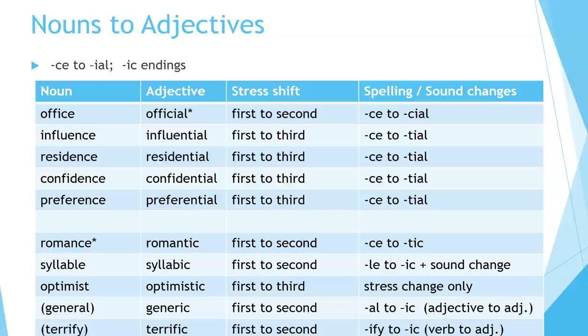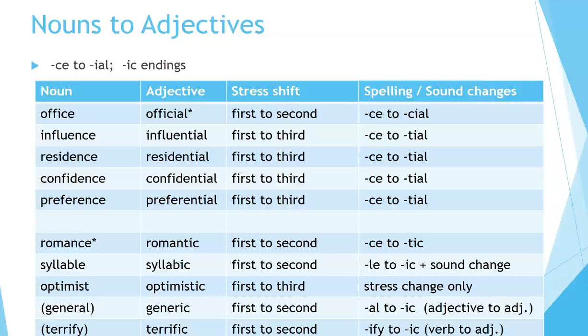So the next one we'll look at is syllable. This is actually a noun, not an adjective like some of the other words with A-B-L-E endings. And the adjective form is syllabic. Notice the stress shift from first syllable to second syllable. We have L-E to I-C ending plus the sound change. Syllable to syllabic. Did you hear the difference in vowel sound? Syllabic. Short A in the second syllable.